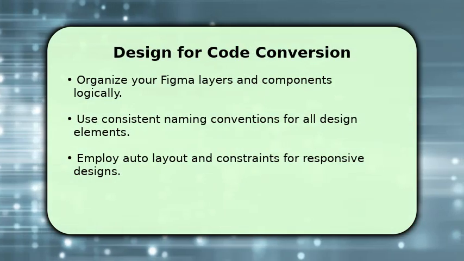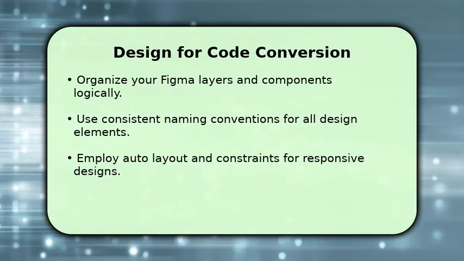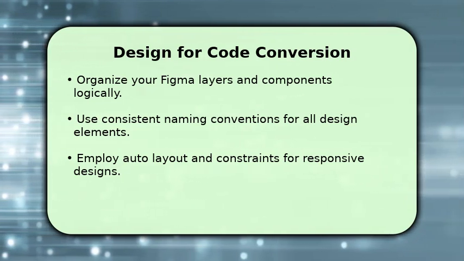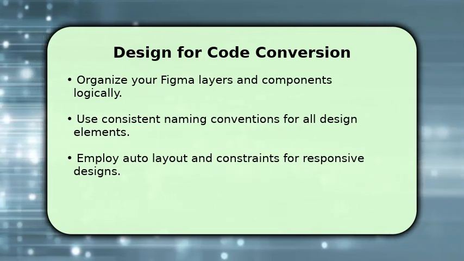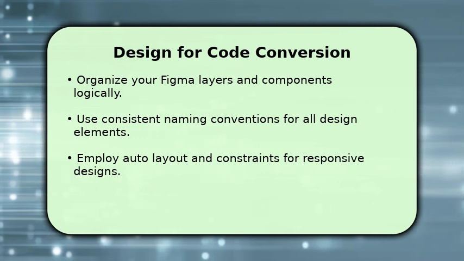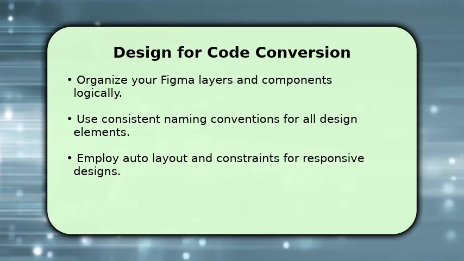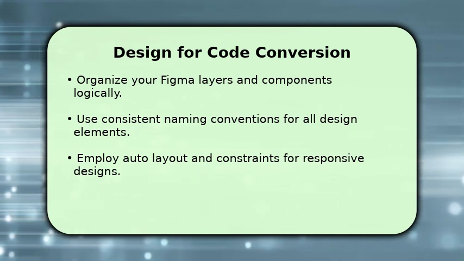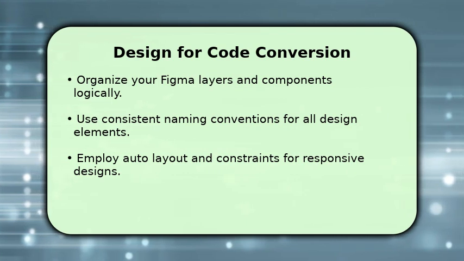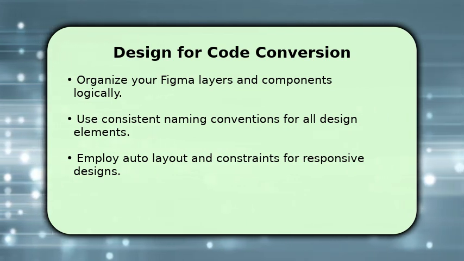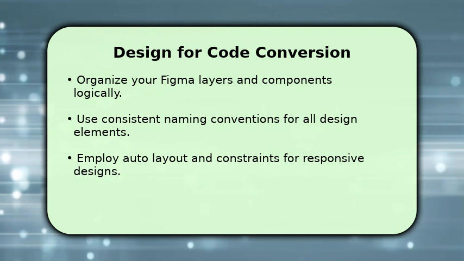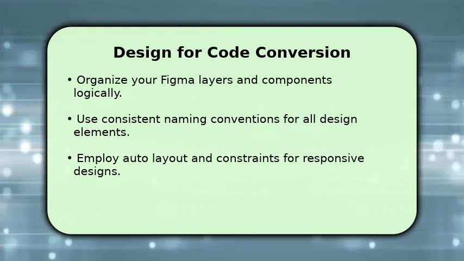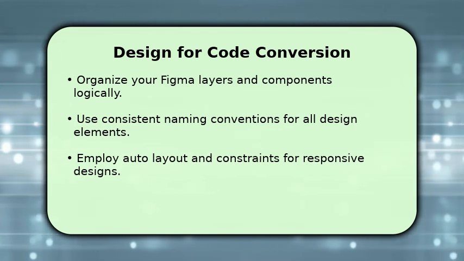To achieve the best results when converting Figma to code, thoughtful design practices are crucial. Ensure your Figma file is well-structured with clearly named layers and components. Utilizing auto layout and constraints will make your designs inherently more responsive and easier to translate into flexible code. Establishing a robust design system with defined tokens for colors, fonts, and spacing will also ensure consistency and efficiency in the generated code, reducing post-conversion adjustments.